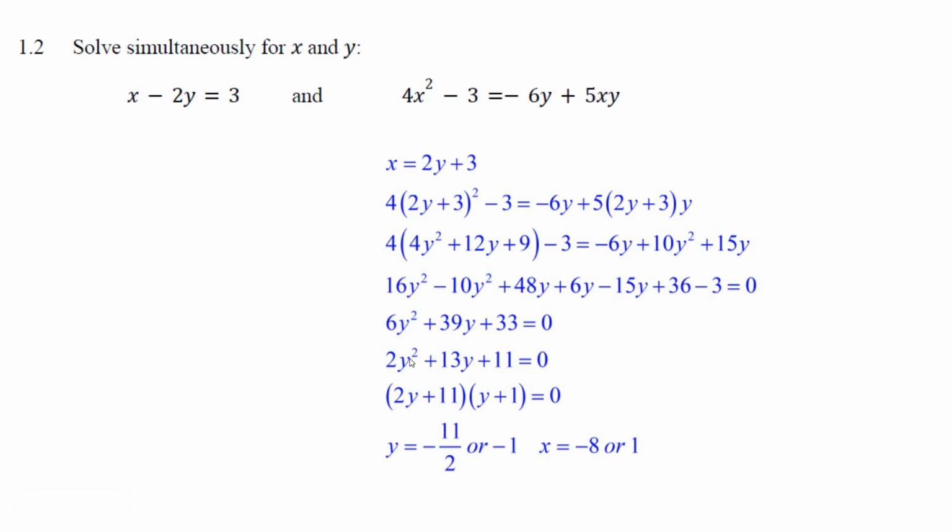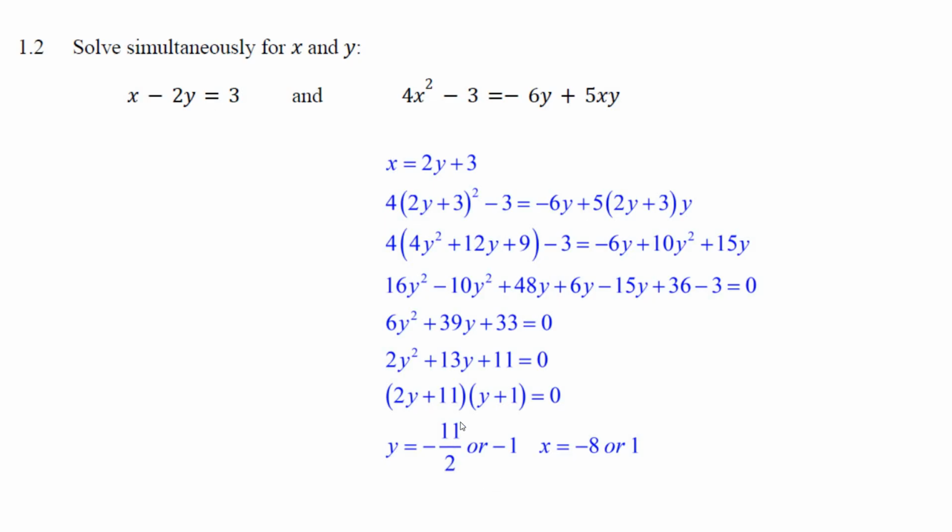So 2y and y is the only way you're going to get 2y squared. There's not many factors of 11. It's a prime number. So just play around with 11 and 1. No negatives, so everything's positive. Plus 11y. 2y times 1, there's your 13y. So your answers are y equals negative 11 over 2 and y equals negative 1.